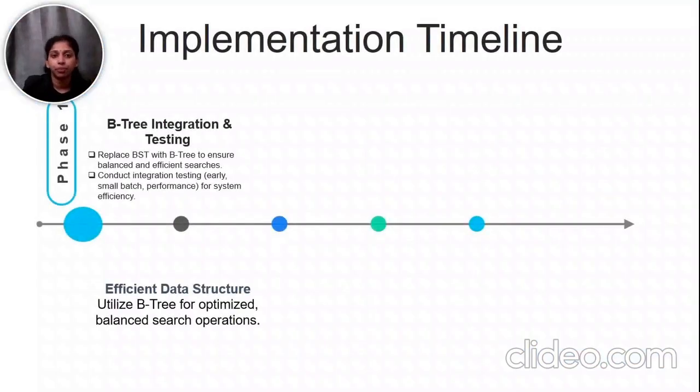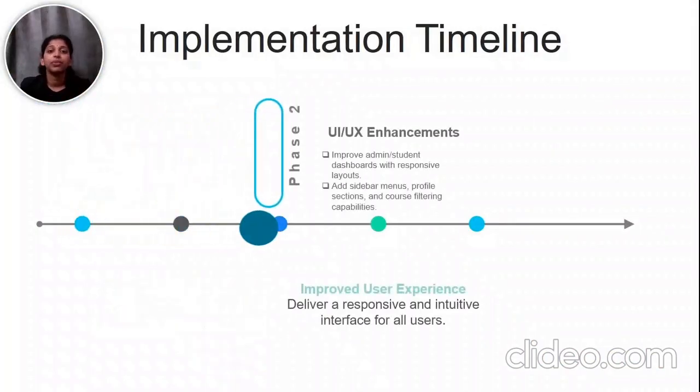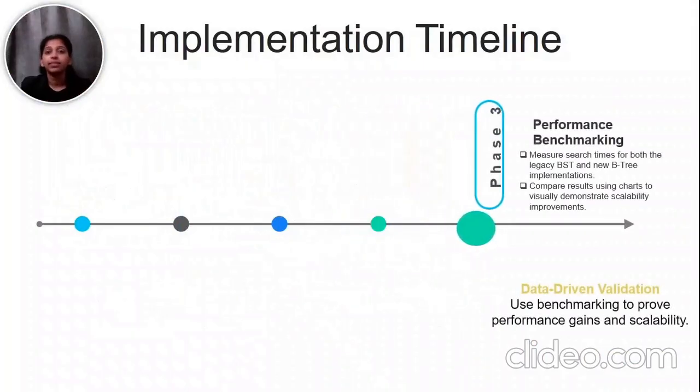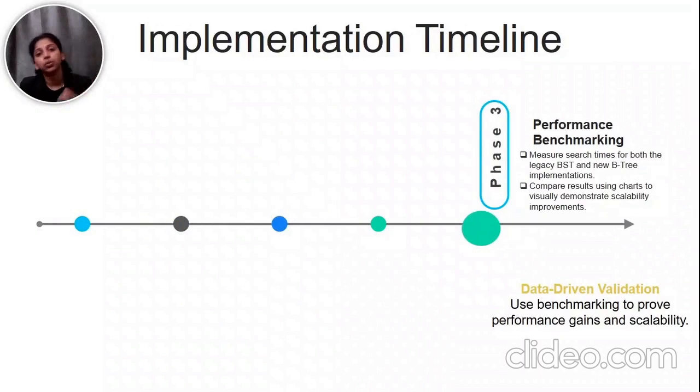The implementation time. I have divided my work into 3 phases. Phase 1 focuses on building and integrating the B-tree. Phase 2 updates the user interface and improves the navigation. Phase 3 includes the performance benchmarking and evaluation. This roadmap helps me to stay organized and ensure timely completion.